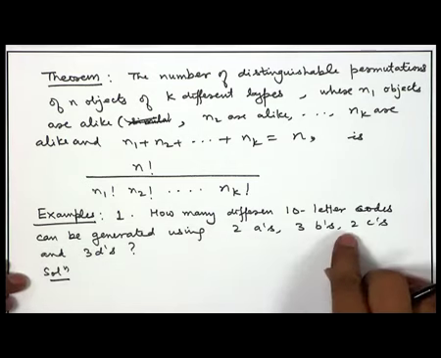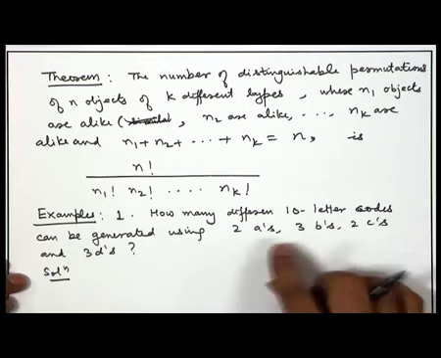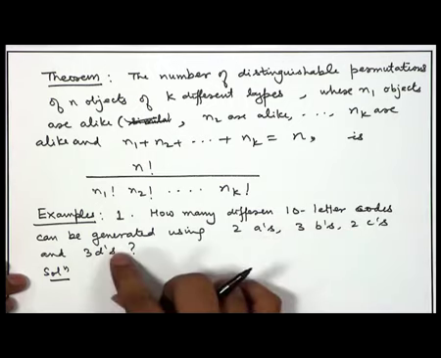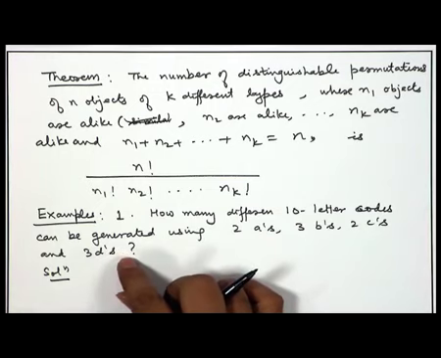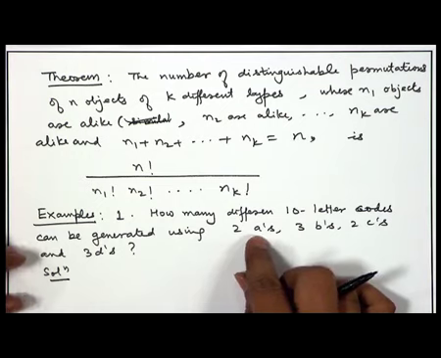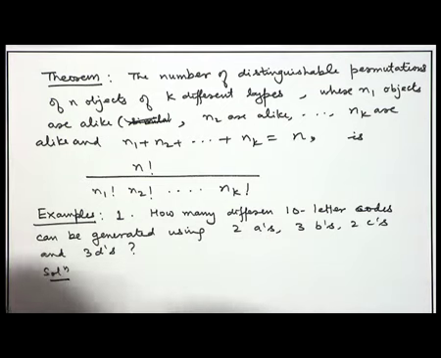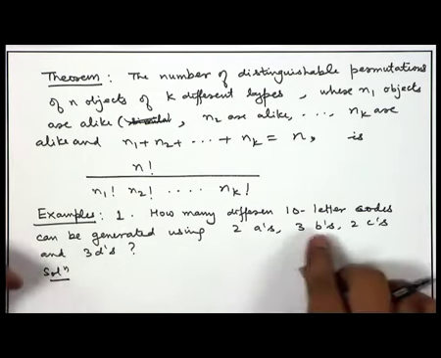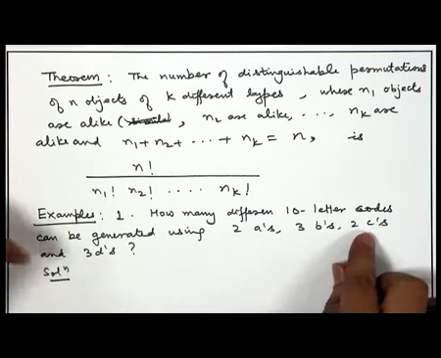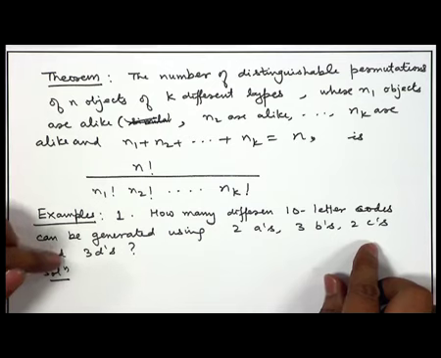There are a total of 10 letters available, that is 2 A's, 3 B's, 2 C's and 3 D's. As you can see here, there are 2 A's, so in whichever order I put them, it will not make any difference. There are 3 B's, in whichever order I put them, it will not make any difference. Similarly for 2 C's and 3 D's.